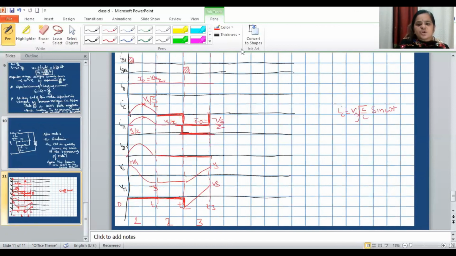So now I am stopping sharing my screen. I hope whatever information I have shared in this video related to class D commutation is clear. I started with the power circuit diagram, and then I discussed its various operating modes, what will happen in mode 1, what will happen in modes 2 and 3. Then at last I drew the waveforms also.